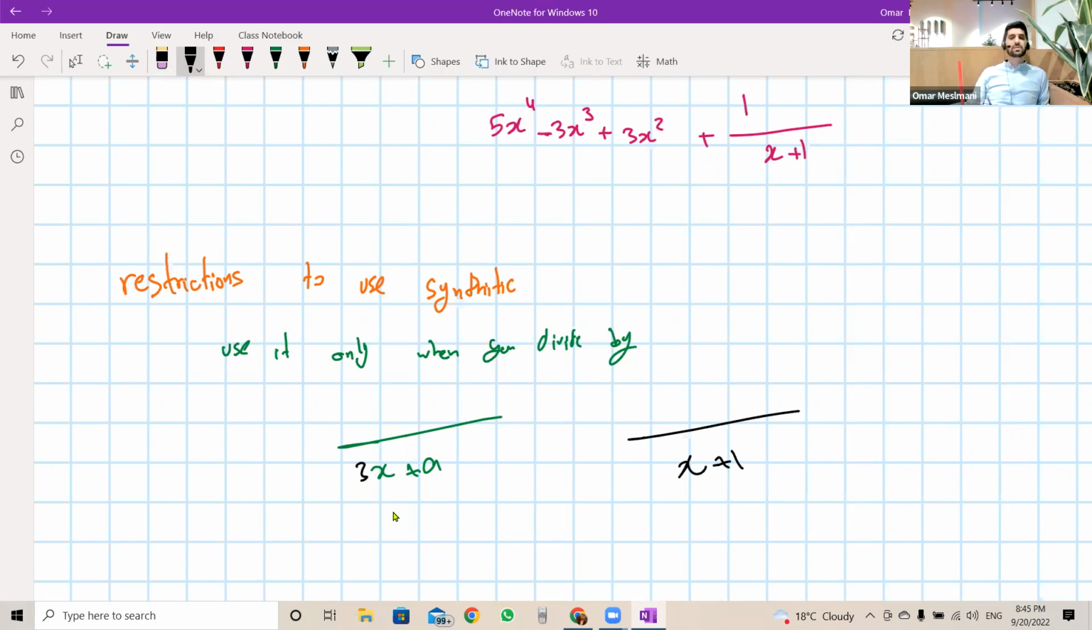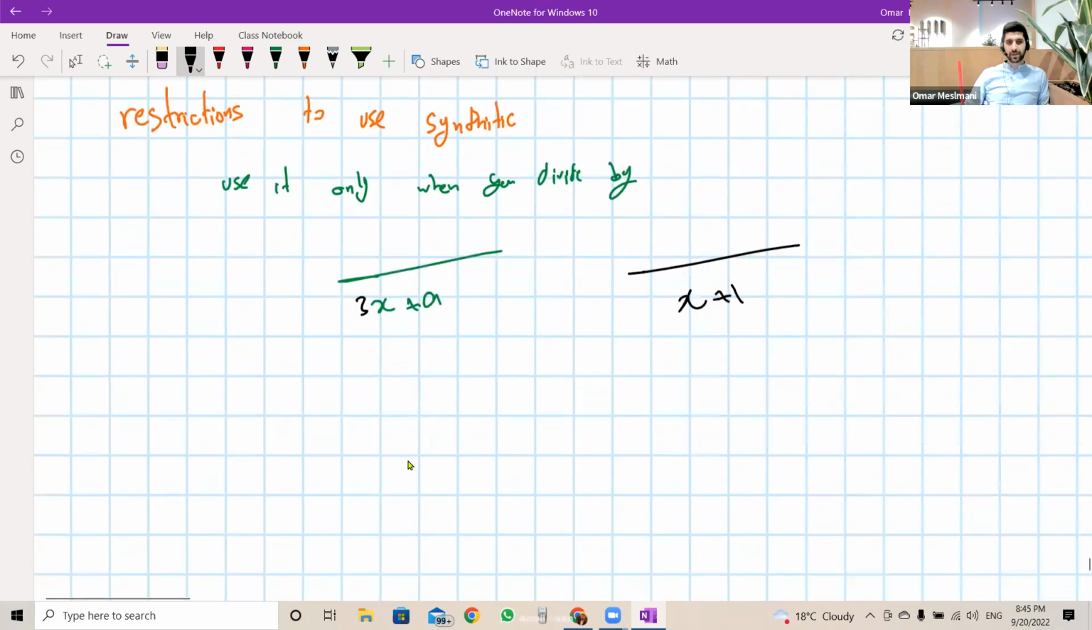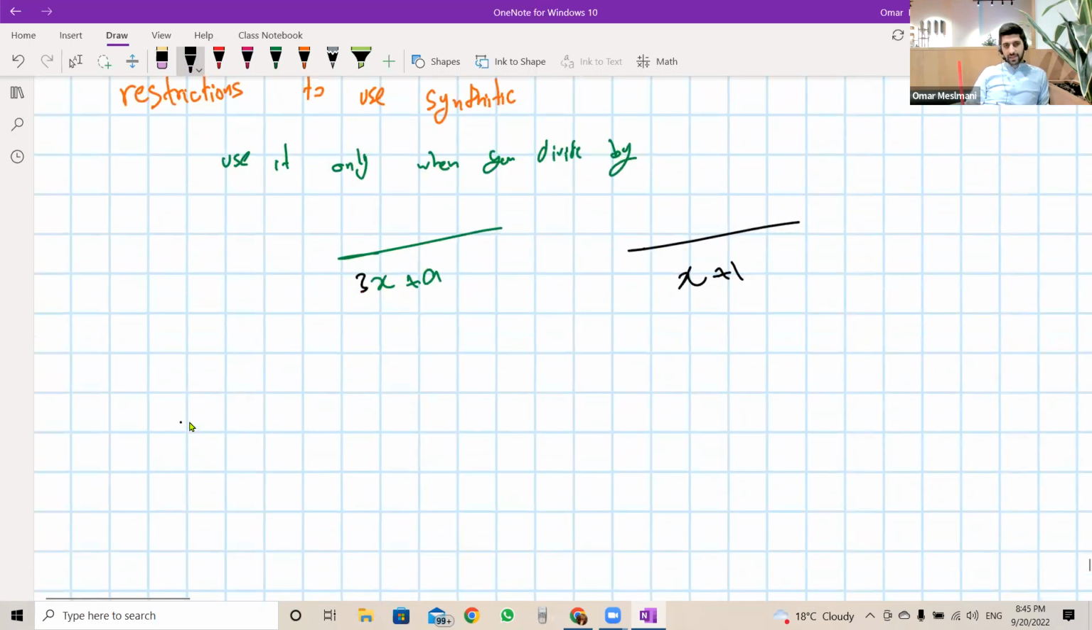Someone will say, Mister, can I use it without doing this? Yes, you can, but you have to do something else. Let's say I have 3x squared plus 5x plus 7 and you want to divide it by 3x plus 1. The best way here, don't use synthetic, use long division. Okay? If you insist on using synthetic, you can, but in one condition: the coefficient of x has to be 1.